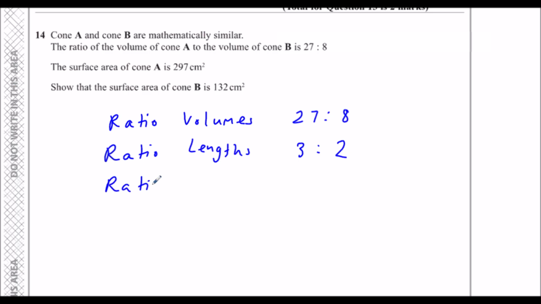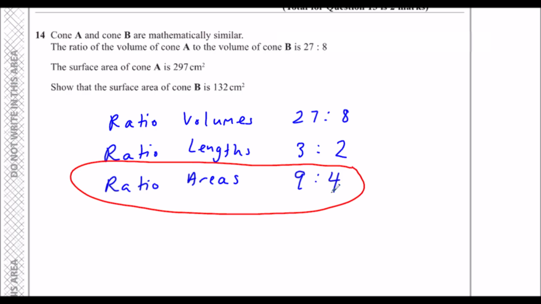So that's the ratio for lengths. So the ratio for areas is scale factor squared. So this is the scale factor. We're going to square it. So 9 to 4. So scale factor for length squared makes area. Scale factor for length cubed is the scale factor for volume. So the surface area, we're going to use the areas one. This is our scale factor for this question because we're in areas.